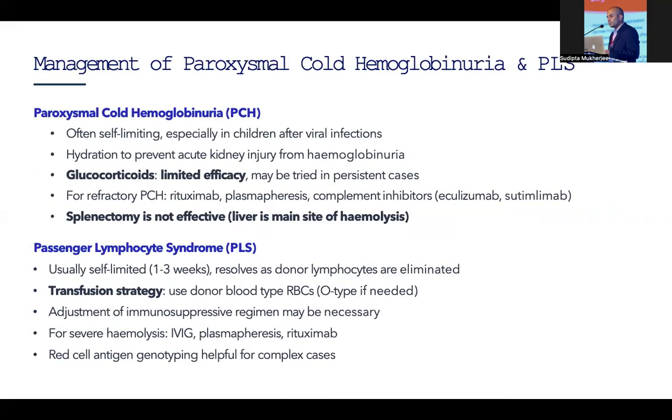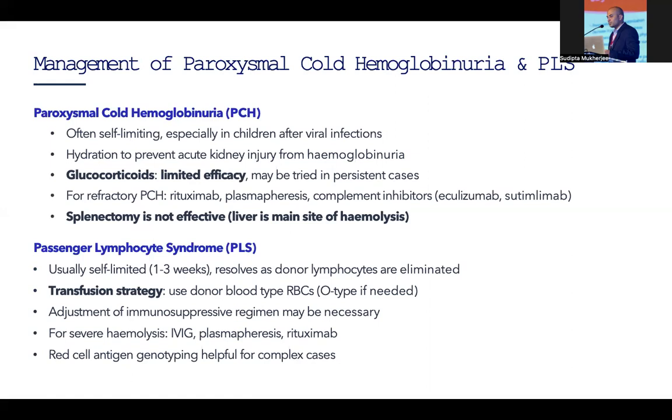For paroxysmal cold hemoglobinuria, often supplementing hydration to prevent acute kidney injury. Glucocorticoid has a limited efficacy but can be considered in severe cases. In refractory cases, rituximab, plasmapheresis, complement inhibitors like eculizumab; splenectomy is not effective.